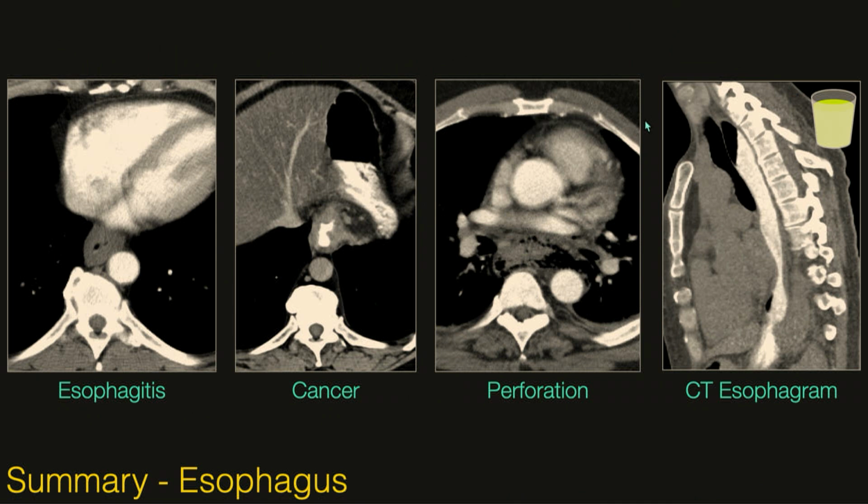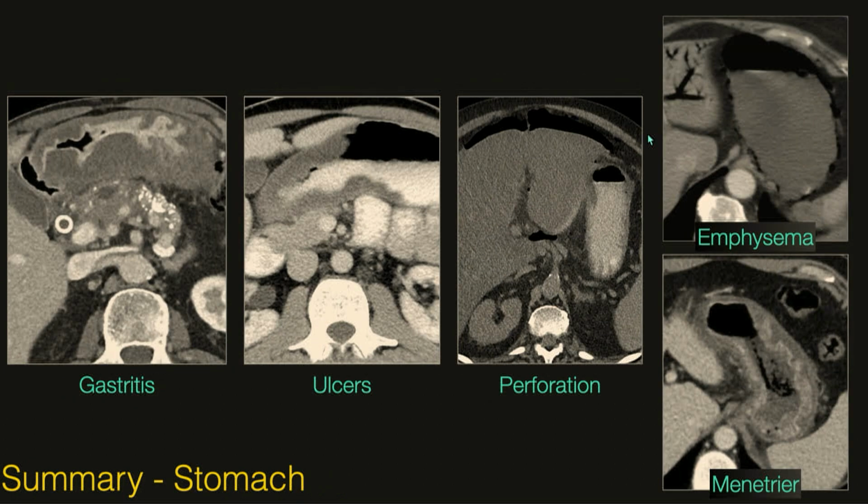We started at the top, with the esophagus, esophagitis, talked about cancer, perforation, and then the utilization of a CT esophagram, or looking at CT alternatives to fluoroscopic exams. We moved down to the stomach, talked about gastritis, ulcers, how ulcers can be complicated by perforation, and then the concept of air where it's not supposed to be, air within the stomach wall, and then abnormal thickening related to Menetrier disease or more of a chronic gastritis.